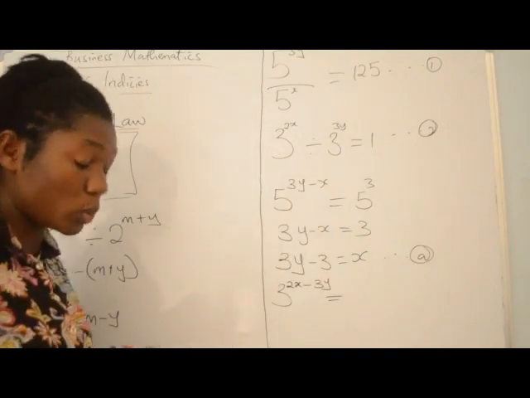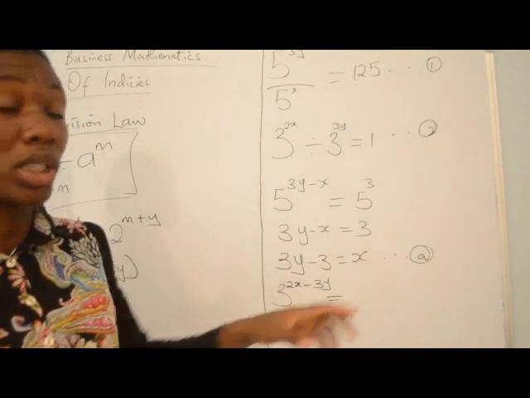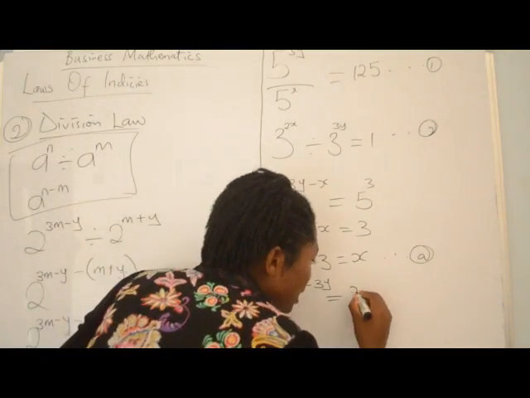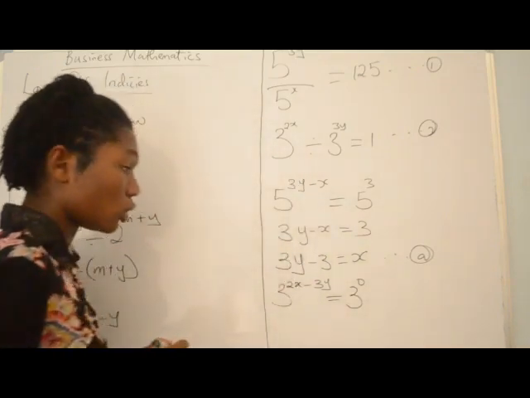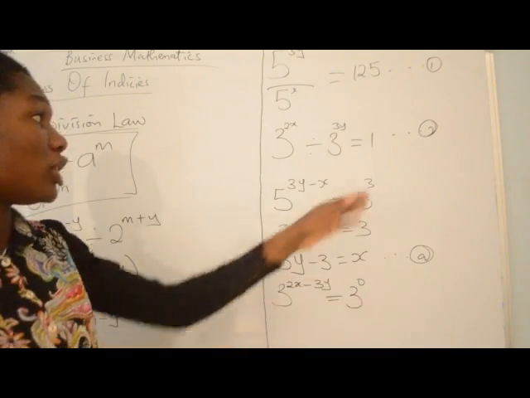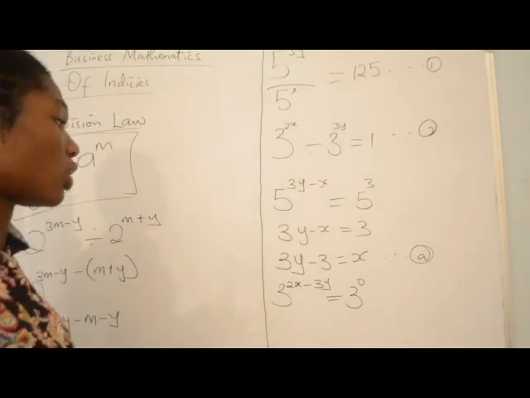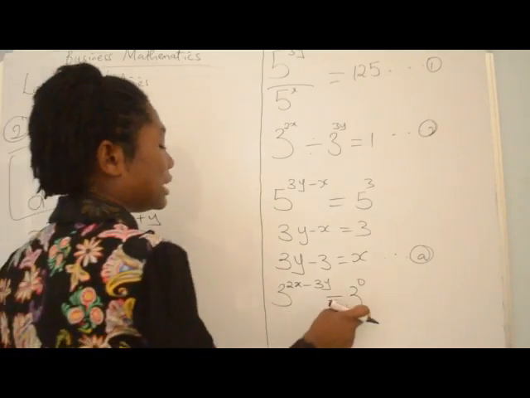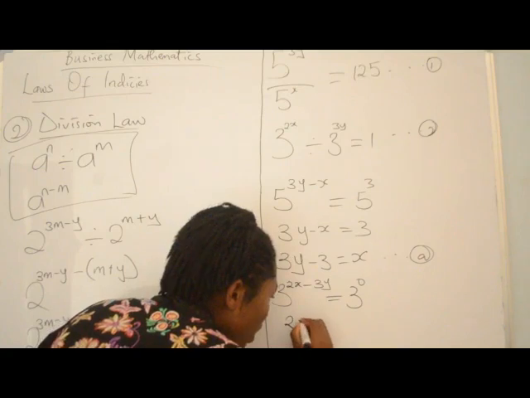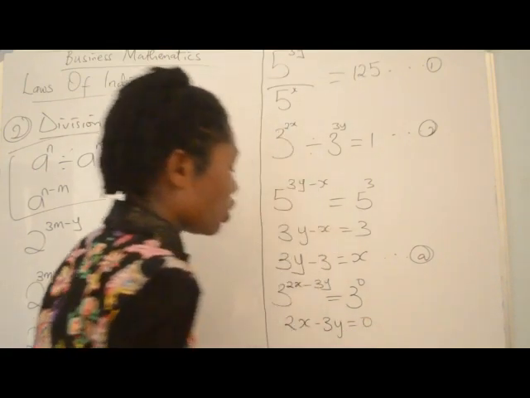Now anything raised to power 0 is going to give us 1. So in place of 1, we'll be using 3 raised to power 0. It's a zero power law that whatever is raised to power 0 must be equal to 1. So you can equate 1 to any variable raised to power 0. Now, since the bases are the same, we can simply equate their powers. So we'll be having that 2x minus 3y is equal to 0.